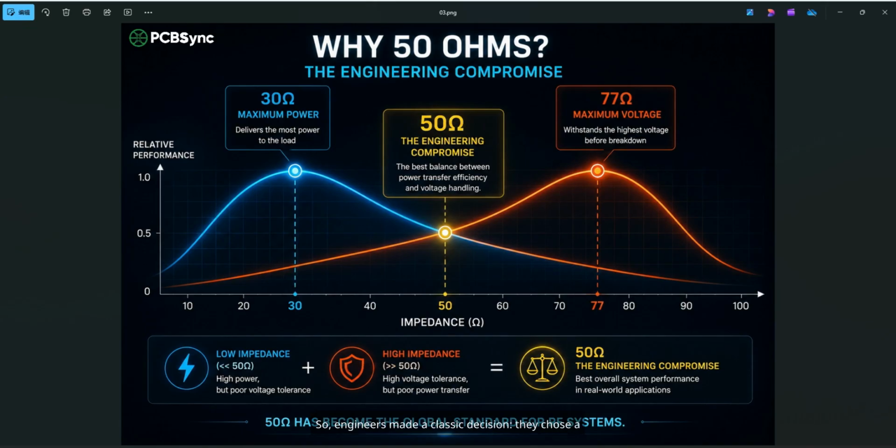So engineers made a classic decision. They chose a compromise value, which is 50 ohms. It offers decent power transmission capability. It also has good voltage resistance, making its overall performance the best. This is the real reason why 50 ohms was chosen. It's not the theoretically optimal solution, but rather the best balance point in practical engineering.